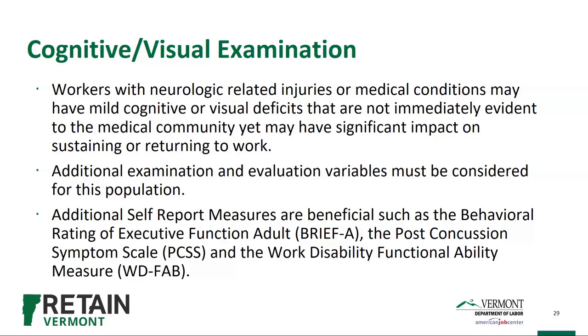Asking detailed, open-ended questions is essential to help gather more information to know if cognitive or visual rehabilitation is needed. Alternate rehab providers may need to be involved in care, considering not all rehab professionals provide these specialized services. Self-report measures such as the Behavior Rating Inventory of Executive Function, adult version, the Post-Concussion Symptom Scale, and the Work Disability Functional Ability measure are especially helpful with clients with insight deficits and complement the interview process.